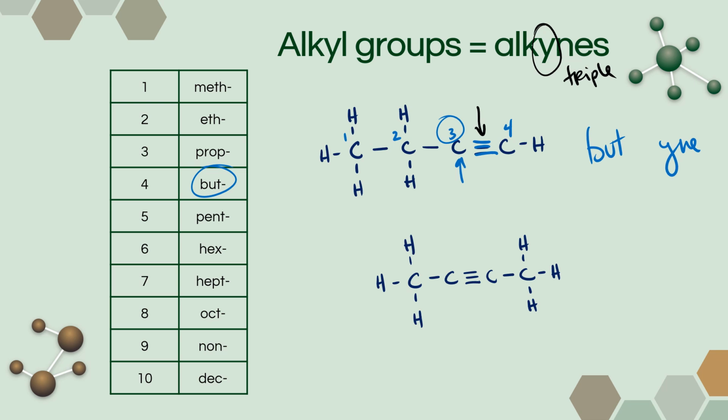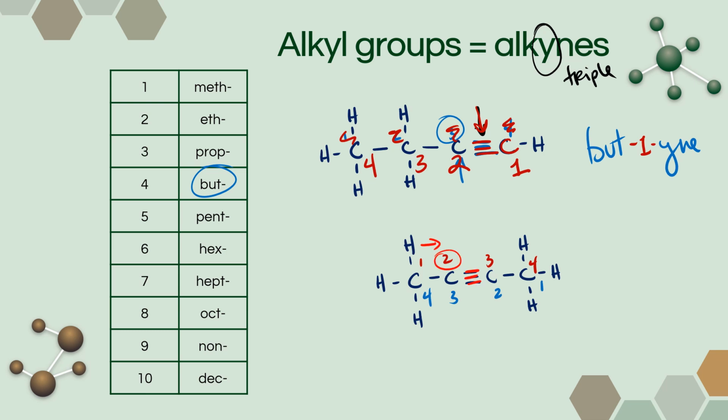So we always count from the end of the chain that is closest to the super cool thing. And in this molecule, the super cool thing is a triple bond. So I'm not going to number 1, 2, 3, 4. In fact, I'm going to number 1, 2, 3, 4. So now I can see that the triple bond is closest to carbon number 1, but-1-ine. How about this one? Should I number 1, 2, 3, 4, or should I number 1, 2, 3, 4? Well, if I go the left to right direction, the triple bond comes after carbon number 2.